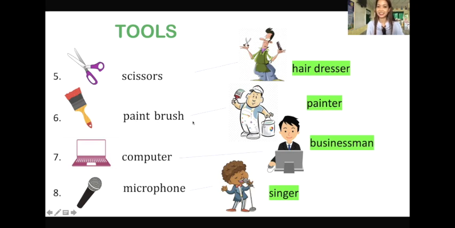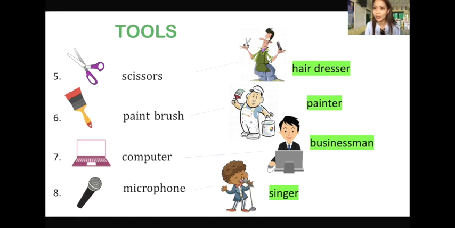Okay. Next, number seven, a businessman. Who is he? He is a businessman. And a businessman uses a computer. A businessman uses a computer. And last but not the least, singer. Again, who is he? He is a singer. A singer uses a, what is this? Microphone. A singer uses a microphone. Good job.